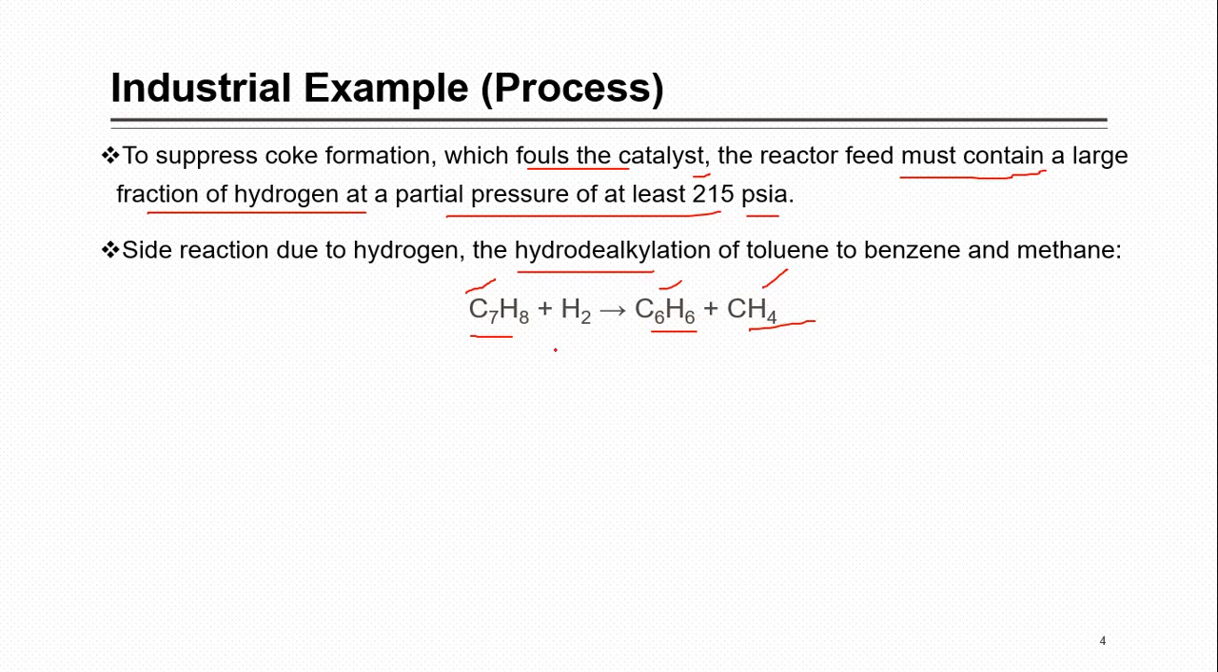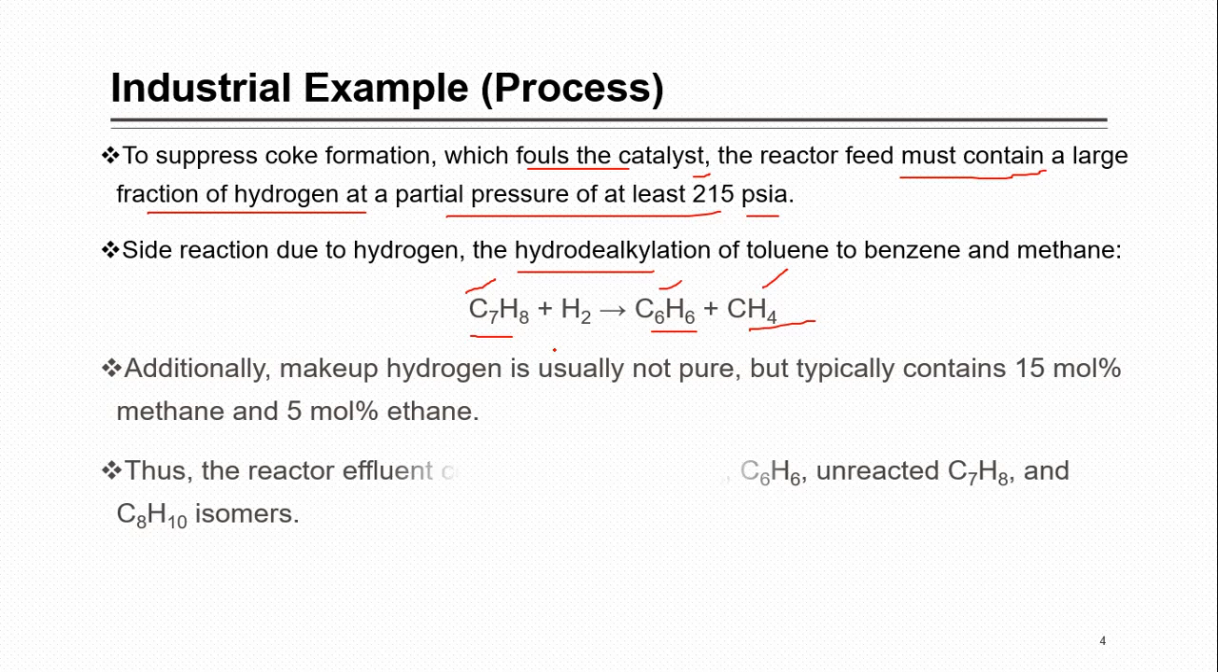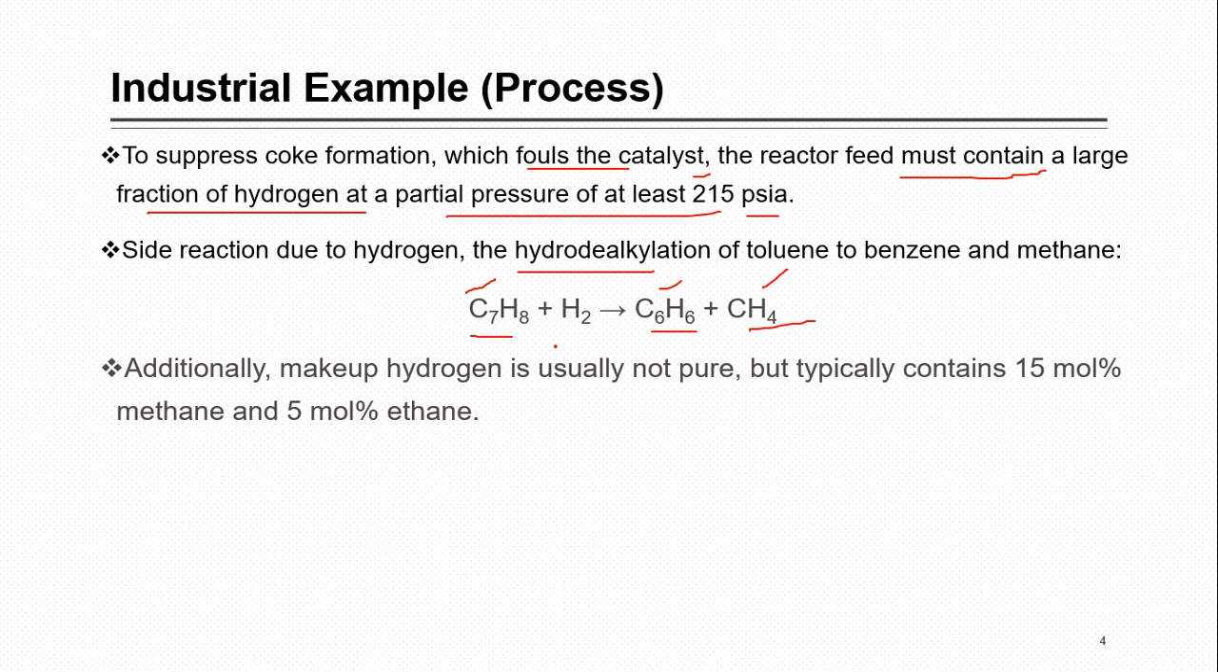In order to avoid or somehow reduce this reaction, what they did was bring in not pure hydrogen. Hydrogen was brought along with some methane and ethane, because if methane is present inside the system, that will somehow suppress this reaction. Maybe if you are interested, you can go into the chemistry of this reaction and study it in detail.